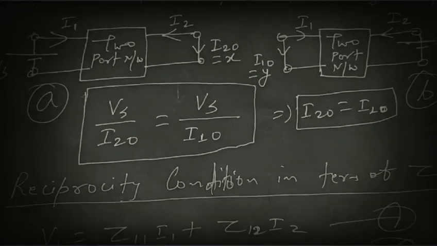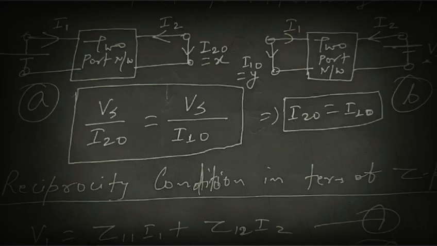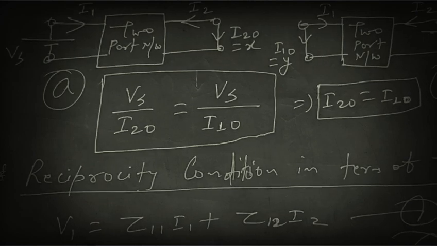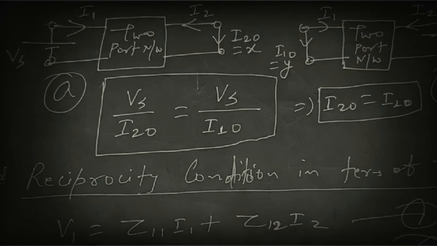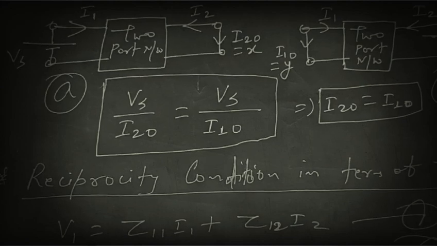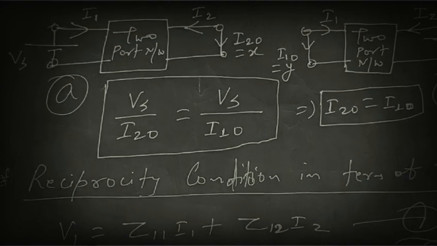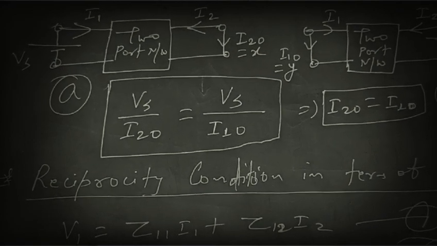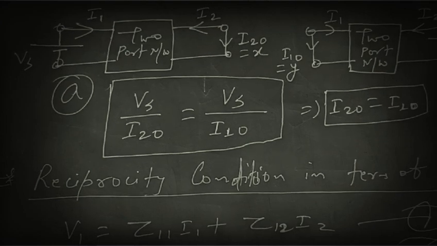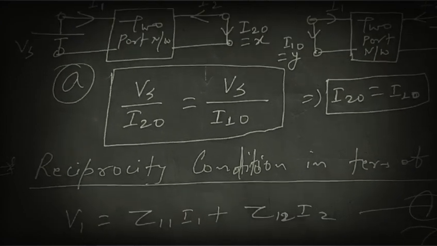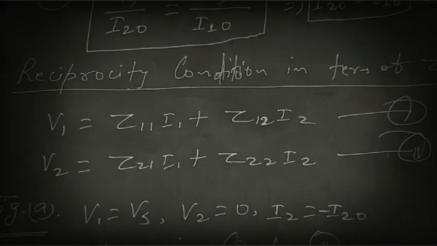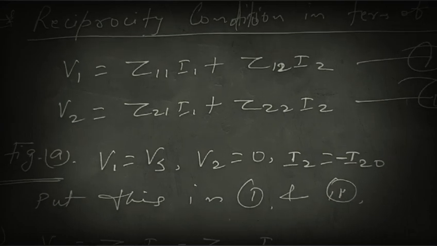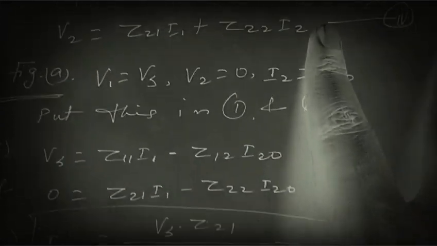Now from figure 1, we applied the input voltage Vs, that means V1 is equal to Vs. We shorted the output terminal, that means V2 is equal to 0, and we see the output current is I20, hence we can write I2 is equal to minus I20. So there are three conditions: V1 equal to Vs, V2 equal to 0, and I2 equal to minus I20. We'll put these three conditions in equations 1 and 2.